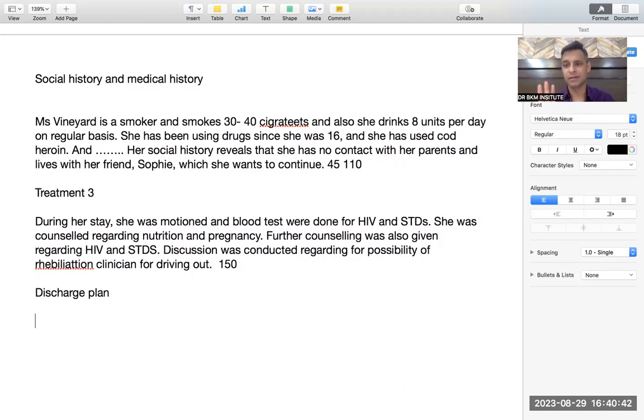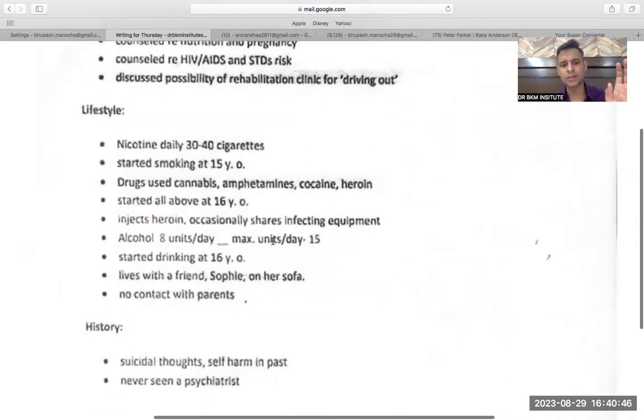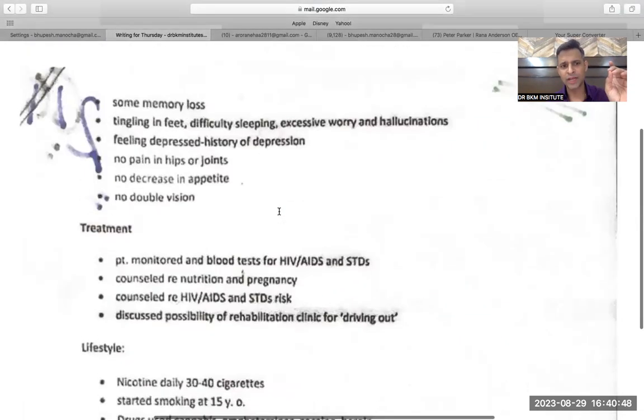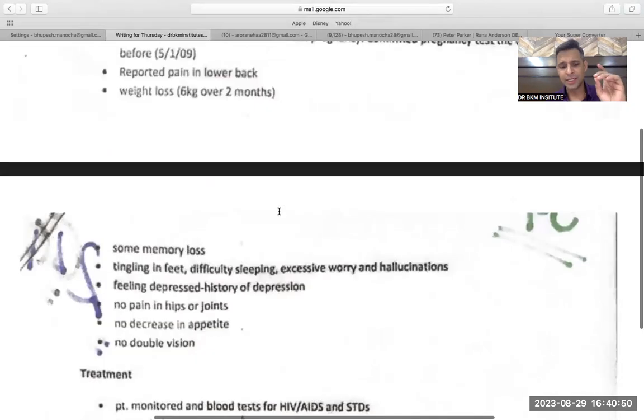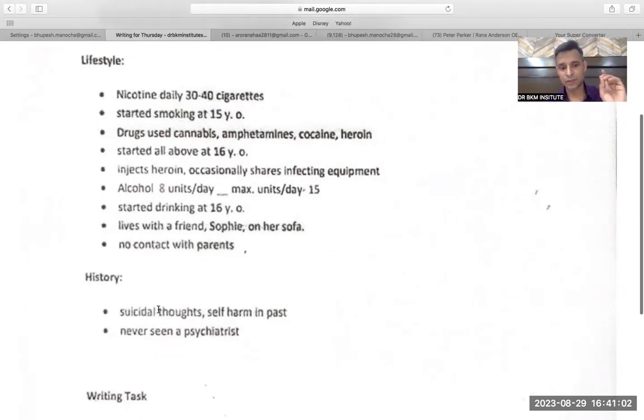Three paragraphs are done. So you don't have to write complete things about this and that. I have mixed up everything, whatever I found important. I did not write about this 16-year-old, this old. I wrote the main things: injects heroin, drugs used. I talked about smoking. So I have mentioned all these points. And I should have written about the suicidal thoughts and self-harm in the past.